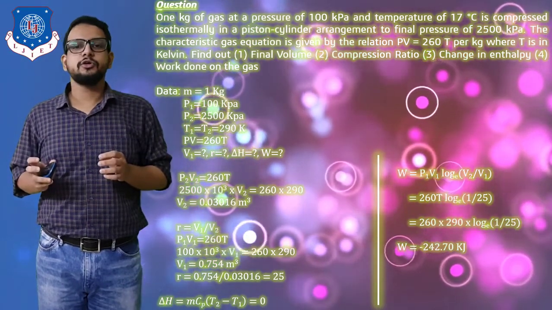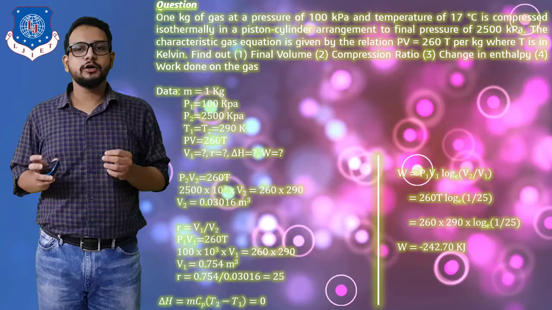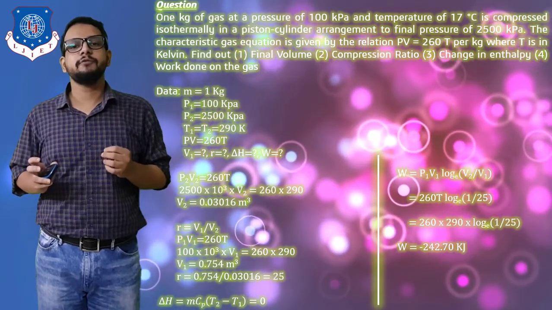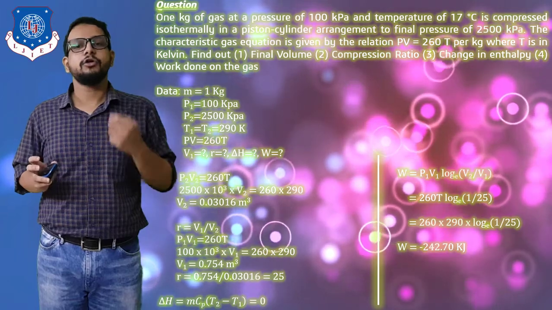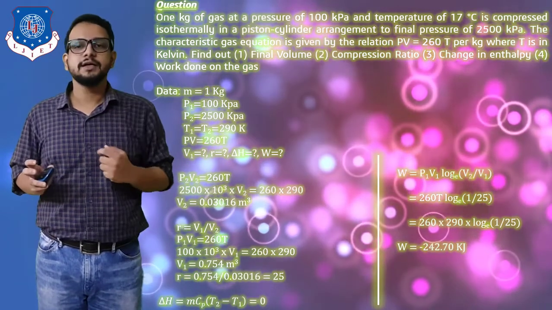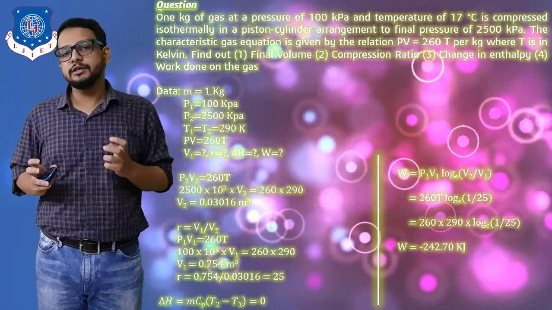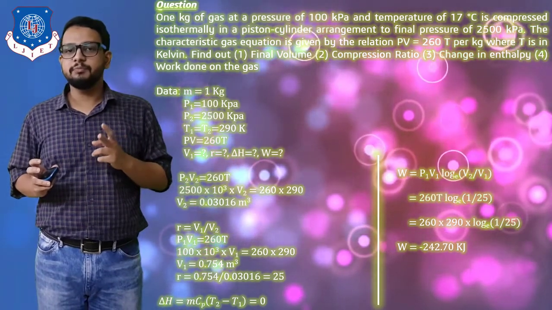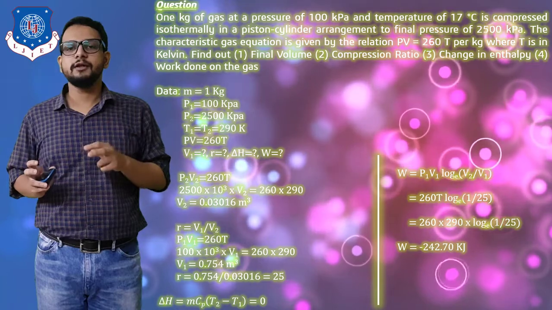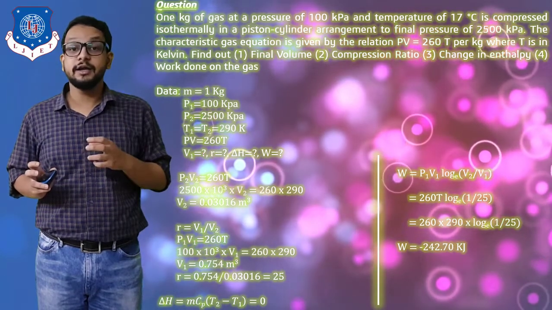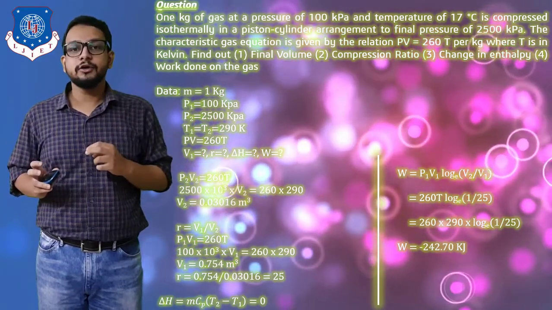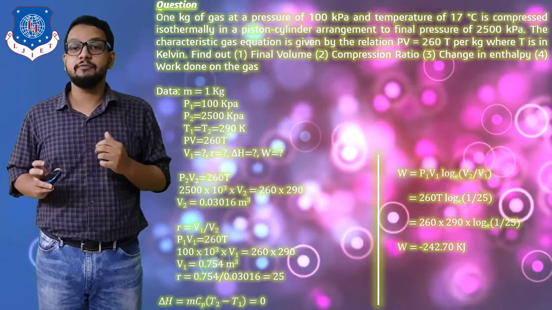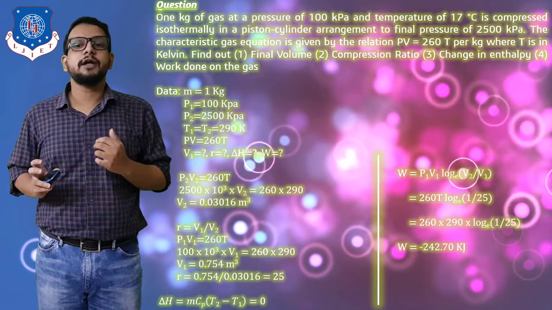As you can see on your screen, I have written the formula of work done which we derived in our previous topic, that is work done = P1V1 ln V2 by V1, log to the base e. Now see carefully whether the requirement of the formula is satisfied or not. In place of P1V1 we can write mRT, that is in our data it is given 260T, where T is a temperature which is known, that is 290 Kelvin, and we have even determined V1 and V2, right?